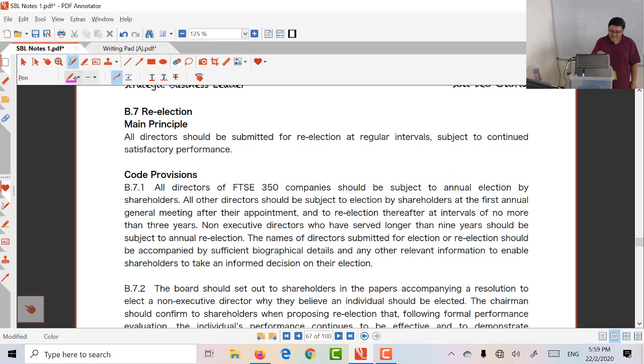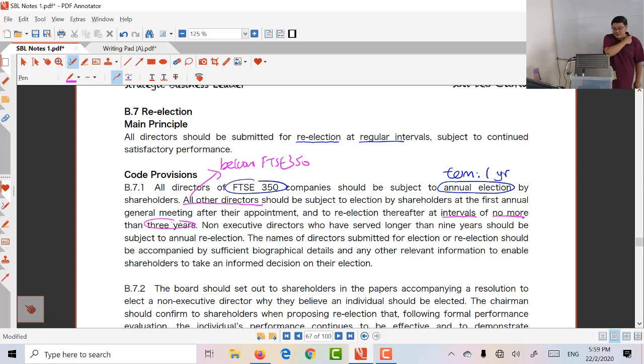We talked about re-election earlier, that directors should be re-elected regularly. Now, the code put on a requirement that FTSE 350 companies should get annual election. That means it's every year. So from here, we understand the term is 1 year. All other directors, if you are below FTSE 350, your election is made at the first AGM and then at an interval of no more than 3 years. So those smaller ones can be 3 years. That's why I told you it's 1 to 3 years.